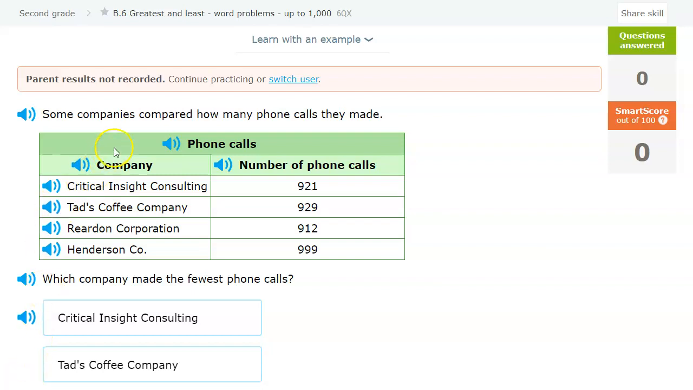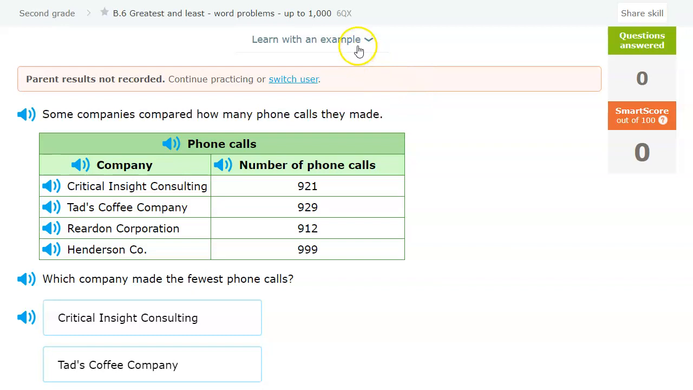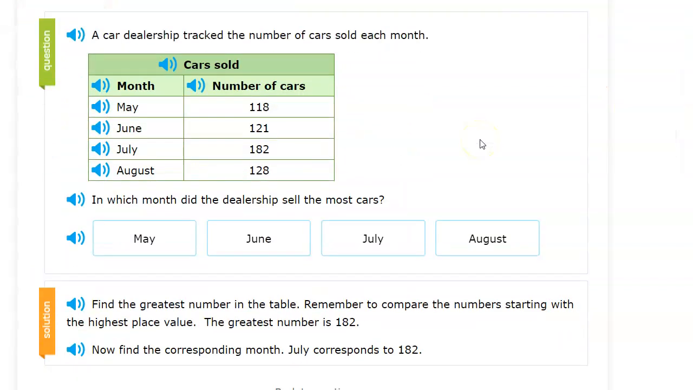Hello class! Today we're doing greatest and least word problems up to 1,000. We just did this assignment up to 100, but this one we have a whole other digit. It's the exact same assignment, but with bigger numbers. I think we can do it. As always, we're still going to click Learn with Example to make sure we know what to do.